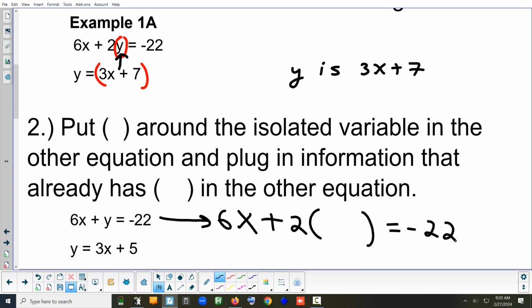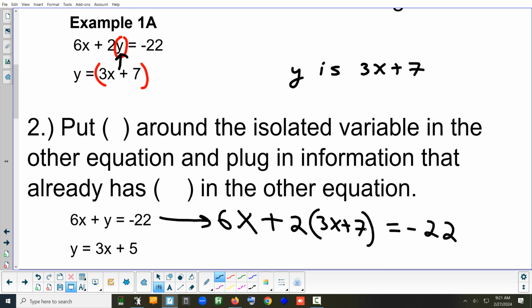What are we going to fill in for the y? Because the bottom equation tells us we can do that. 3x plus 7. We're going to fill in 3x plus 7. What we just did there, that's called substitution. It's when you take information from one equation and you fill it into the top equation.